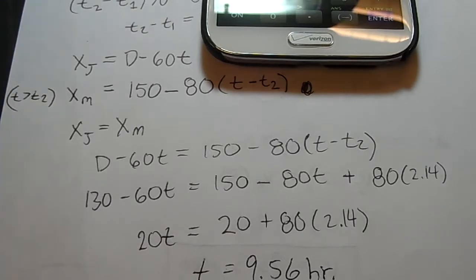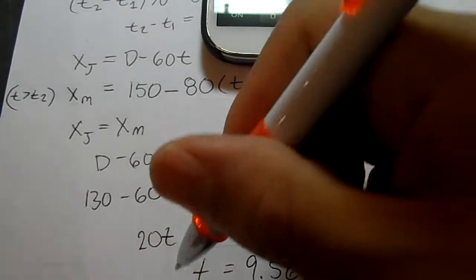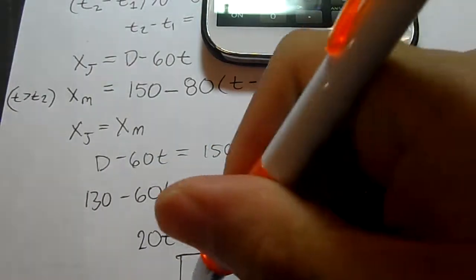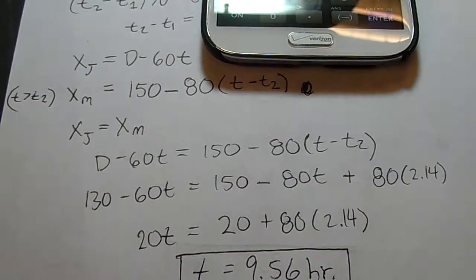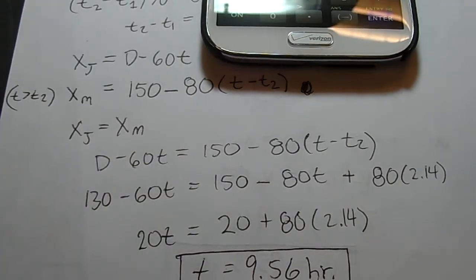And what does the question ask? The question again asks, how long has John driven when the two pass each other for the second time? So that answer is the 9.56. Okay, great. I'm going to stop the video now, and we'll go on to week 3 in the next one.